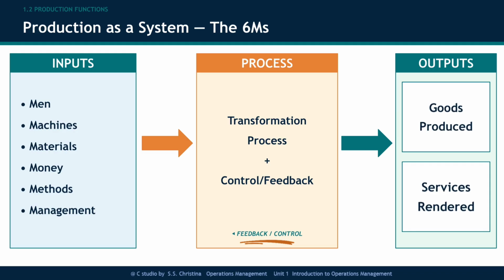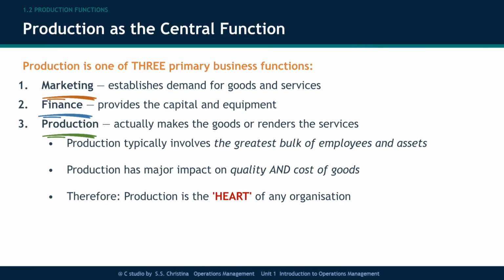Production is called a primary business function, alongside marketing and finance. Let me explain why that matters next. Let me put production in its proper place within the organization. Think of any company you know. There are 3 primary functions. Marketing figures out what customers want and creates demand. Finance provides the money to make it happen. Production actually makes it. Without production, marketing has nothing to sell, and finance has nothing to fund.